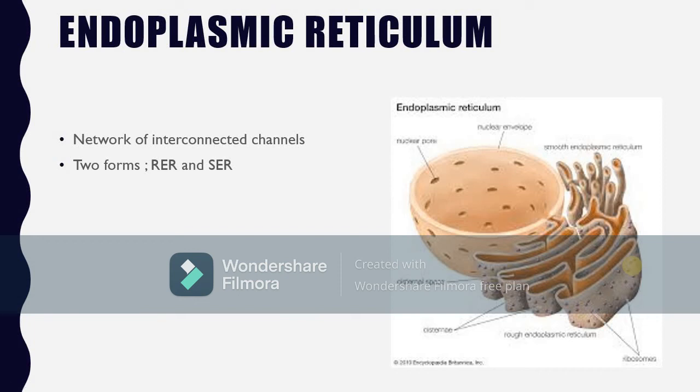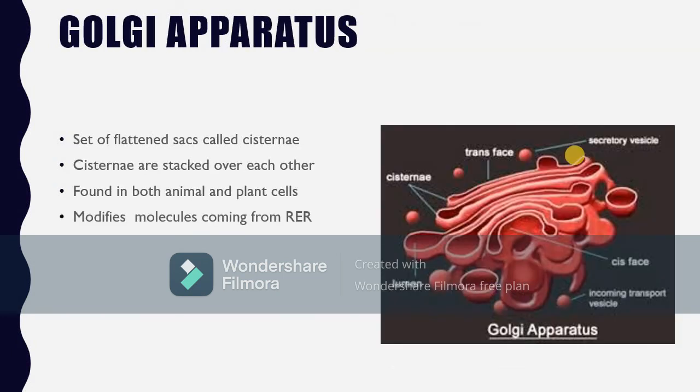It serves a function in protein synthesis, while the other one is the smooth endoplasmic reticulum. Smooth endoplasmic reticulum does not contain the ribosomes, and that is why it is called the smooth endoplasmic reticulum, and it is involved in lipid metabolism and the transport of materials from one part of the cell to the other. It also detoxifies the harmful chemicals that have entered the cell.